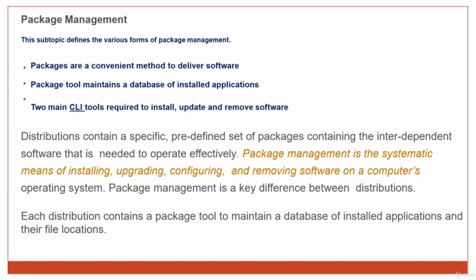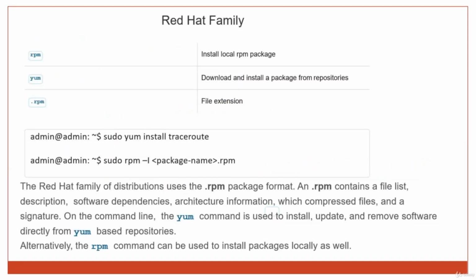The umbrella for that is Debian. So inside Debian we have Ubuntu that we have seen. But how can we do package management inside Red Hat? For that we have RPM, Red Hat Package Manager. We can use that command. We have yum, which downloads and installs packages from repositories, and .rpm is just the file extension for RPM files. So how can we do that? For example, if you want to install traceroute, you can use sudo yum install traceroute. Let me quickly show you this.